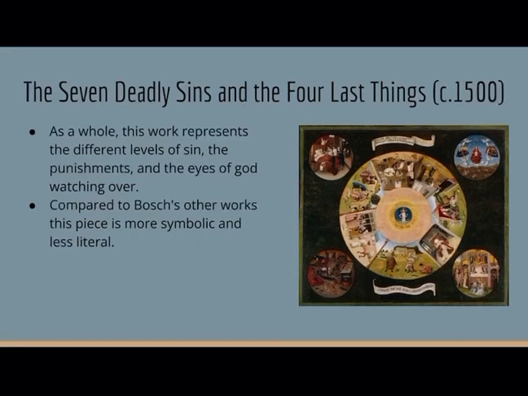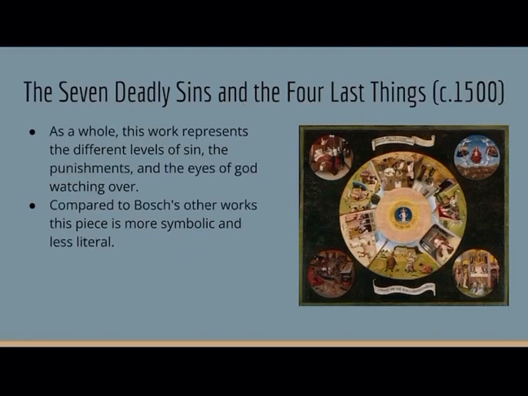Next up is the 7 deadly sins and the last 4 things. As a whole, this work represents the different levels of sin, the punishments, and the eyes of God watching over. Compared to Bosch's other works, this piece is more symbolic and less literal.